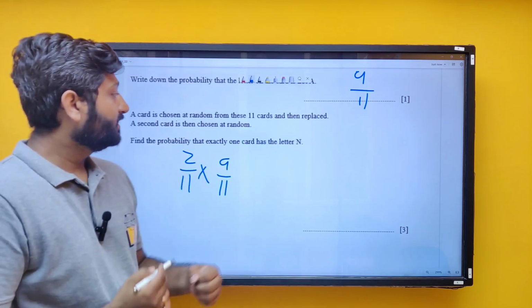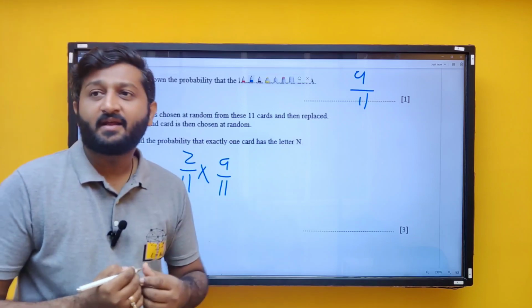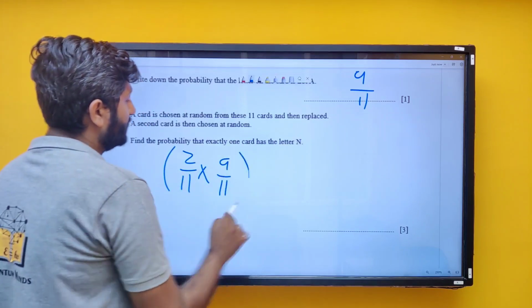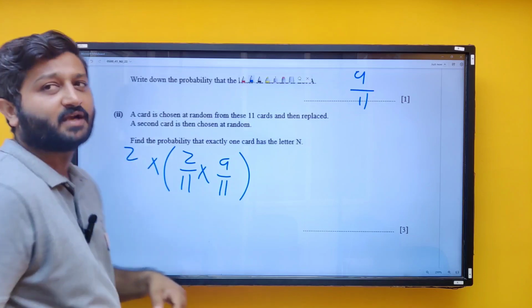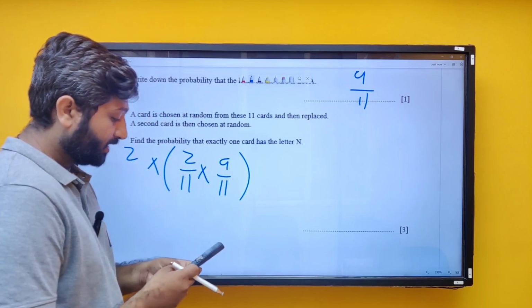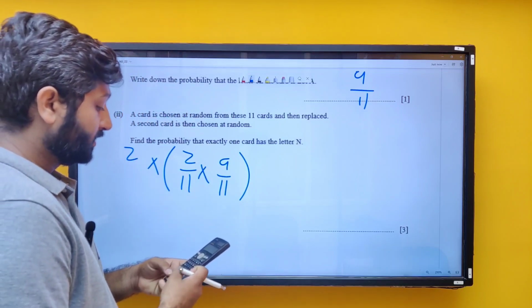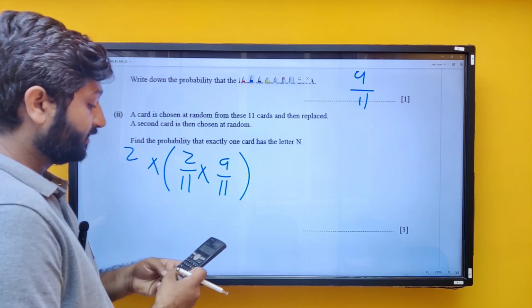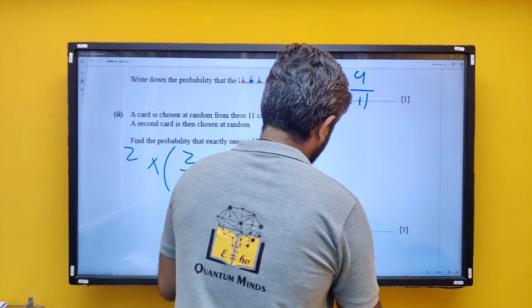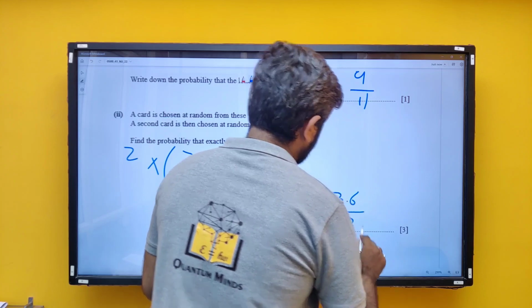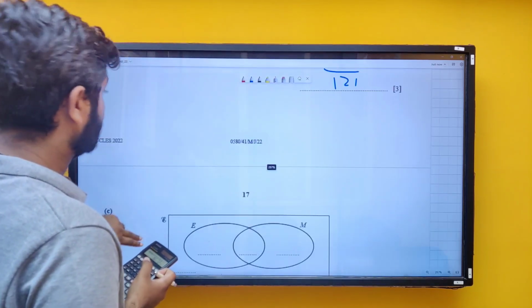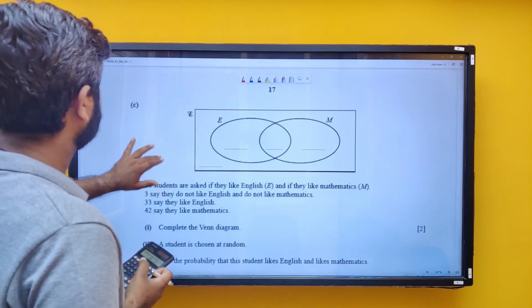Why 9 by 11? Let's say the first card is letter N and the second card is not N. Now this will be multiplied by 2 because the first card could be not N and the second could be N. So 2 into 9 into 2 divided by 11 into 11. So the answer is 36 upon 121.